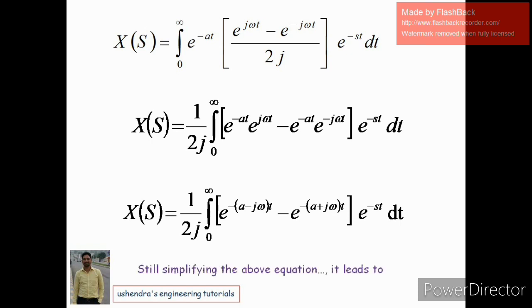Going ahead, still simplifying the above equation, it leads to X of s equal to 1 upon 2j, nothing to do with that one. For the time being, it doesn't get cancelled, and there is no manipulation with 1 upon 2j.